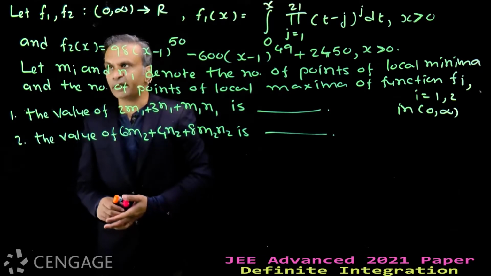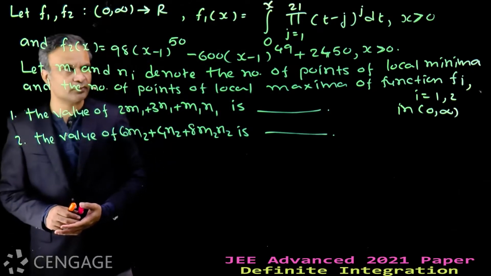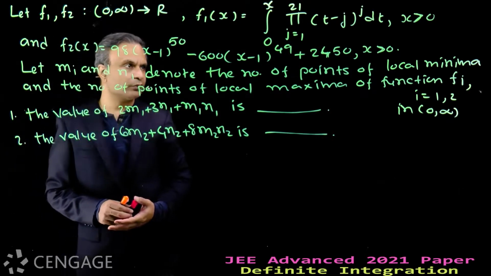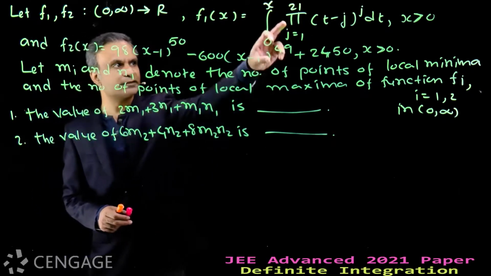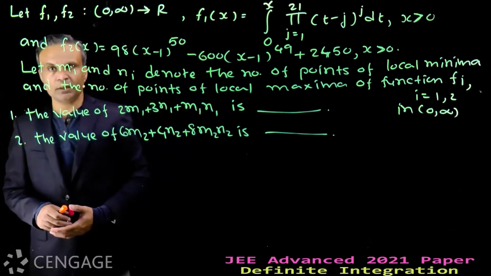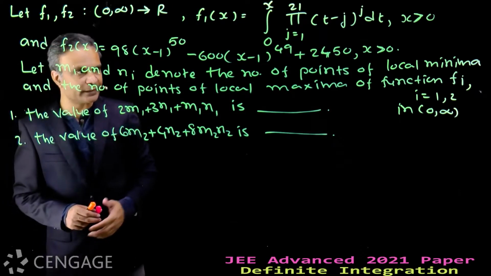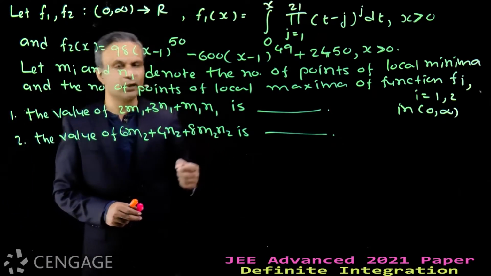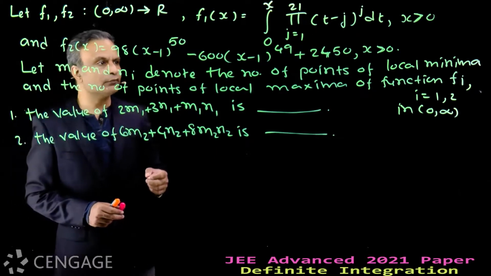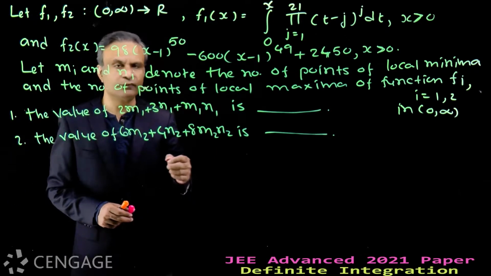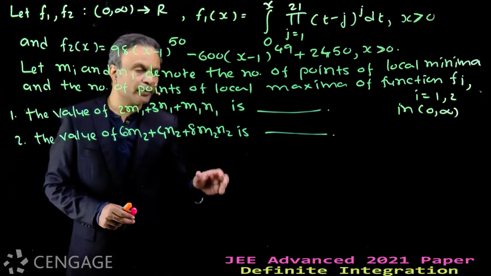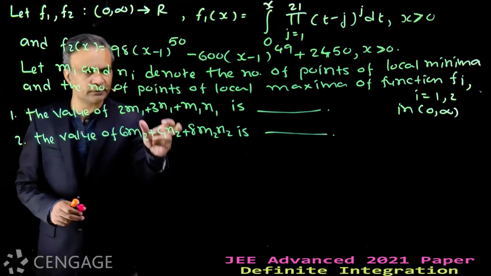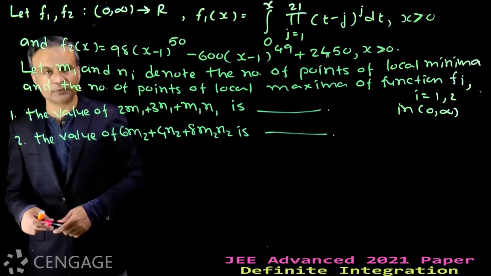Okay, and f2(x) is 98 into (x minus 1) power 50 minus 600 into (x minus 1) power 49 plus 2450, where x is greater than 0. In both the cases, x is greater than 0. Okay, and mi and ni denote the number of points of local minima and the number of points of local maxima of function fi, where i is equal to 1 and 2, in the open interval 0 to infinity. Then we have to find the values of these two expressions.